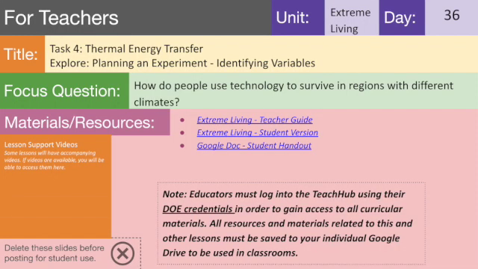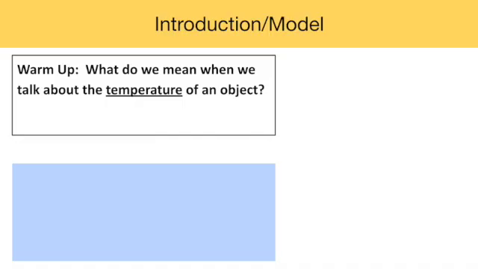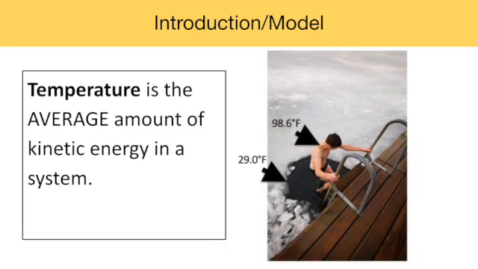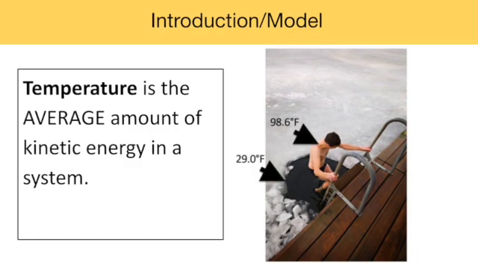Finally, this week, on day 36, students will begin planning their own controlled experiments to investigate changes in temperature. Begin by reviewing the definition of temperature. Temperature is the average kinetic energy in a substance or system.